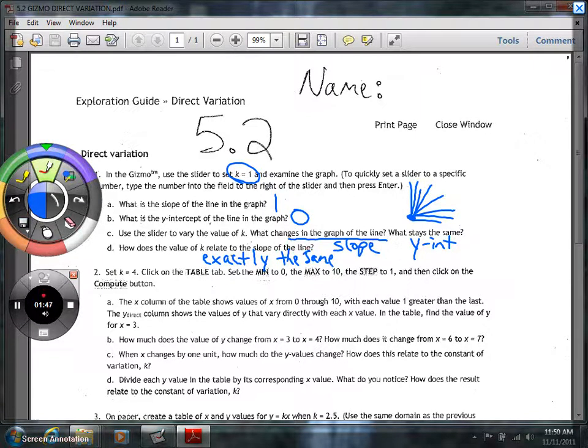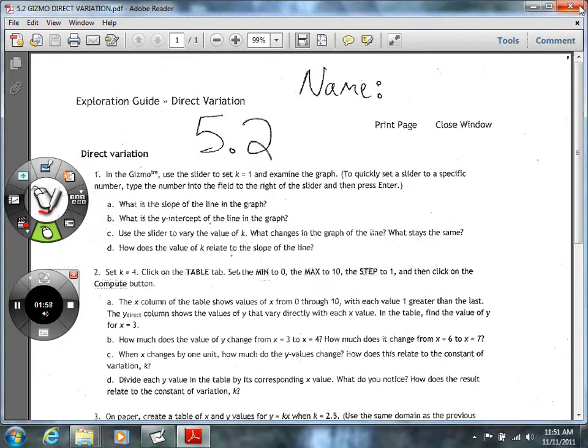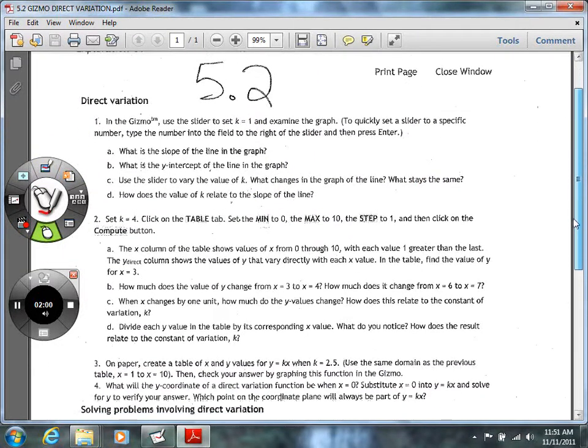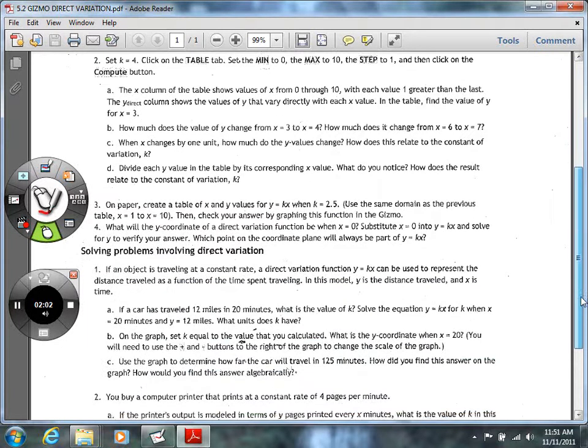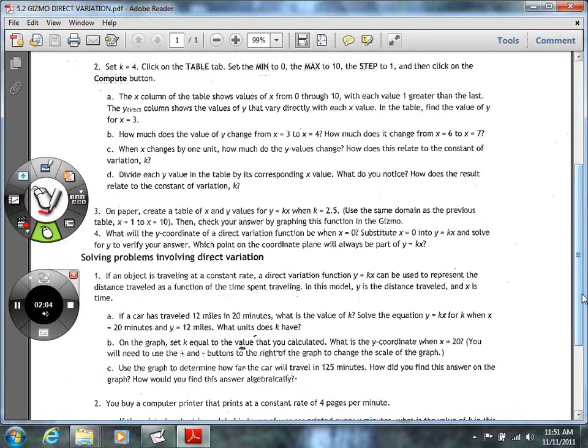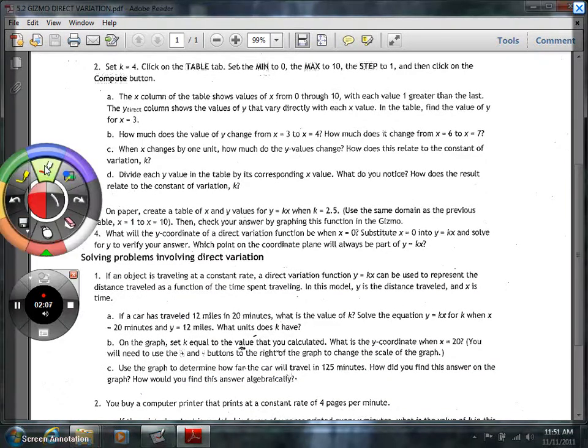All right, so then part 2 is saying, now what we want you to do is set the k equal to 4. So you go ahead and do that. And then also, when you go to that gizmo, you have a spot where you can go to the table and you can kind of change the table values. You have to kind of type them in. And when you type them in, you should be able to plug in a 0 for the x min, and then put in a 10. And then there's a spot to see how much the steps you go up by 1 every time you type that in.